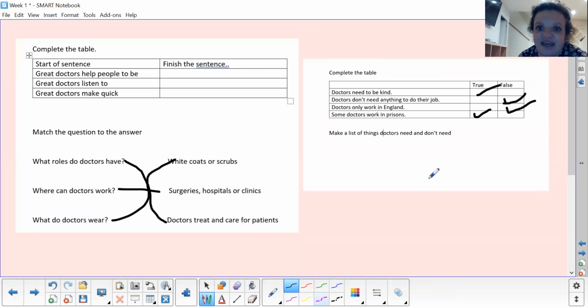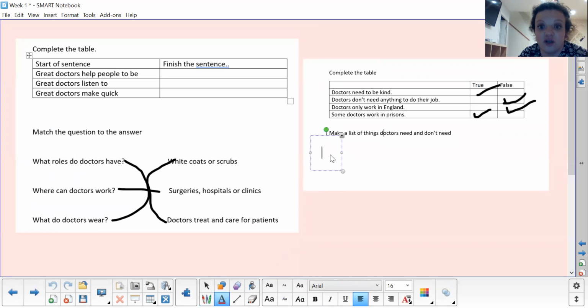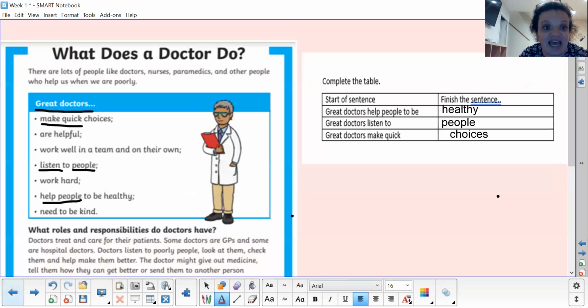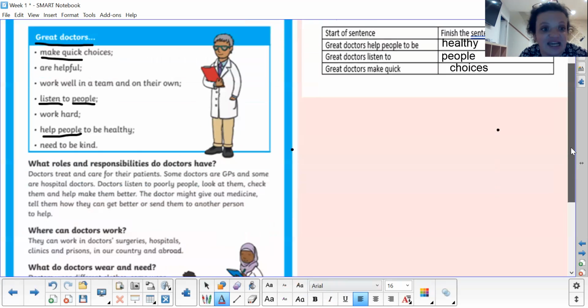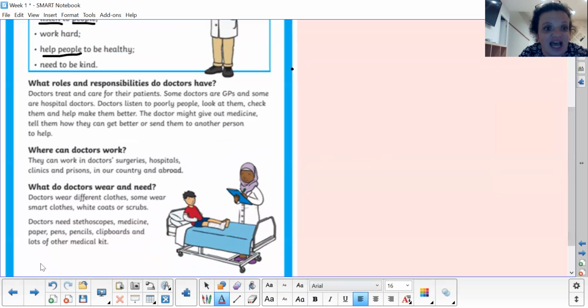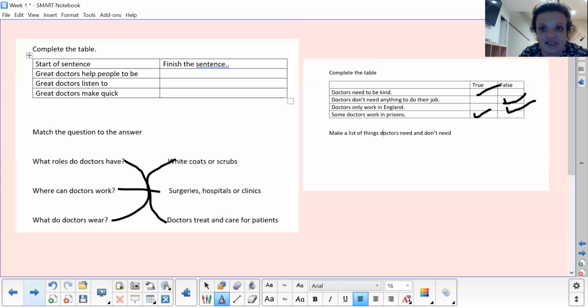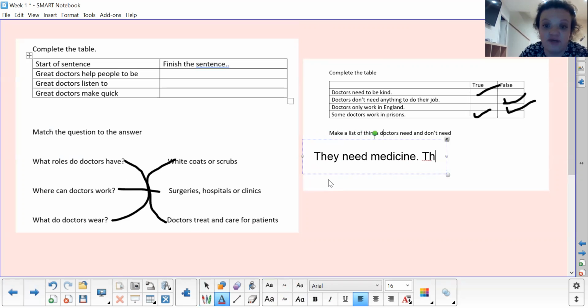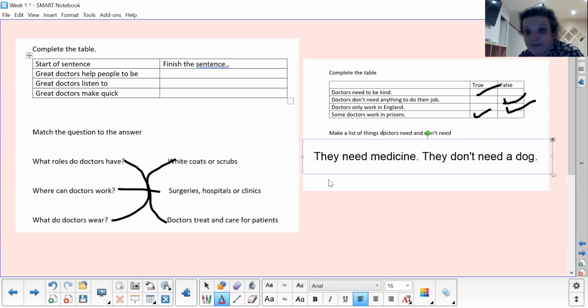So make a list of things doctors need and don't need. So one of the things that I learned that doctors need, if I look back at my text, I can have a little look to see what they needed. So what do doctors need? And I've got they needed medicine. So I can write here, they need, capital letter, they need medicine. Fantastic. And something they don't need, they don't need a dog. So they won't need a dog in there, making it all dirty and messy. Definitely not.